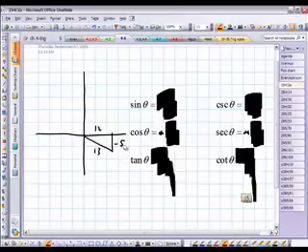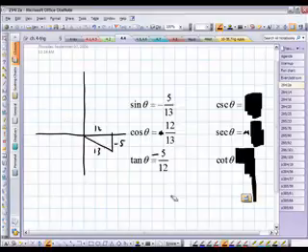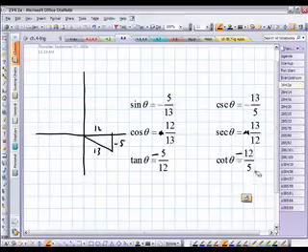Sine is going to be opposite over hypotenuse. So that's negative 5/13. Cosine's adjacent over hypotenuse, positive 12/13. Tangent is opposite over adjacent, negative 5/12. And then for these three, they're just the reciprocals of the one to the left. So here's cosecant, here's secant, and here would be cotangent.